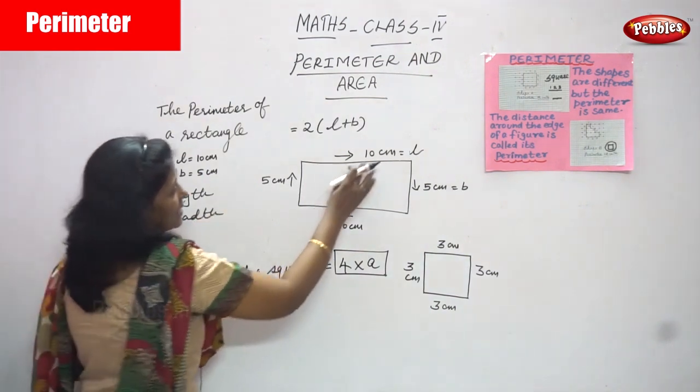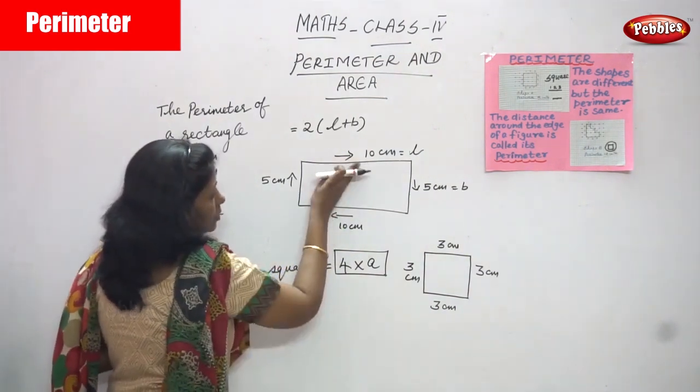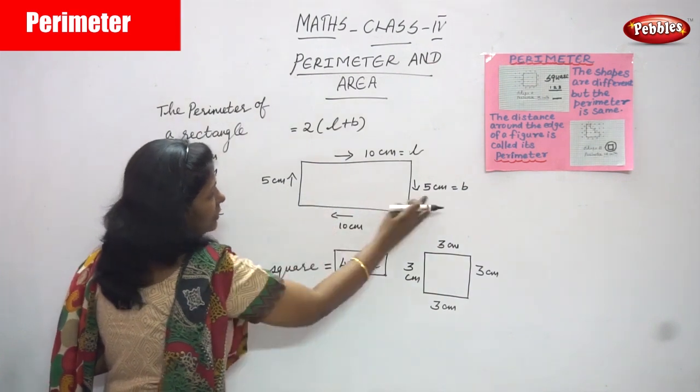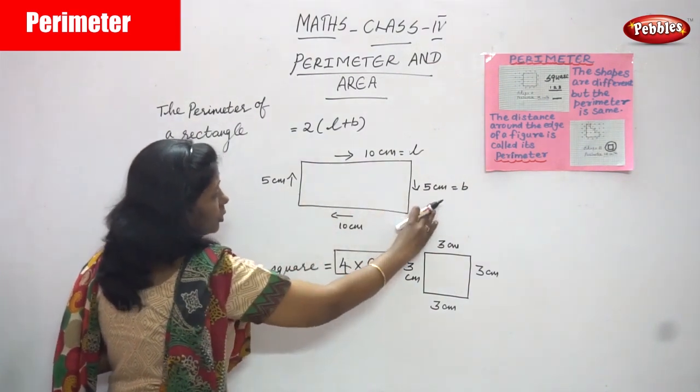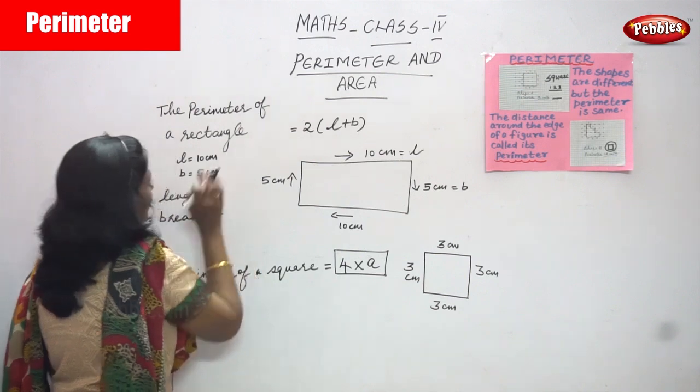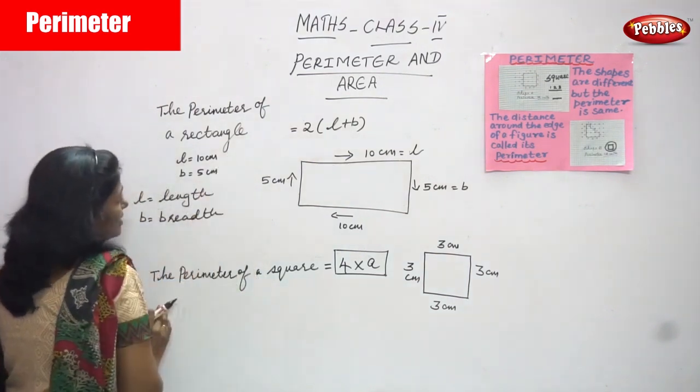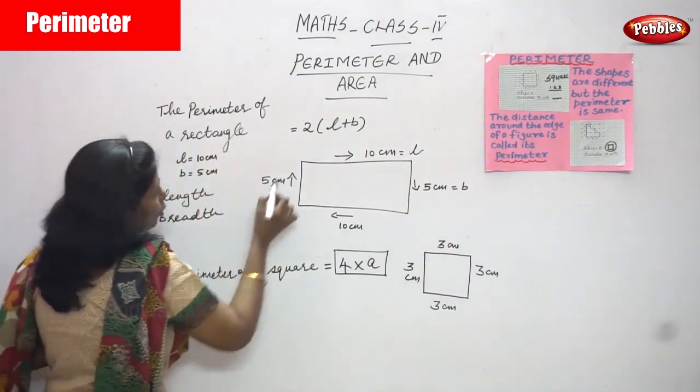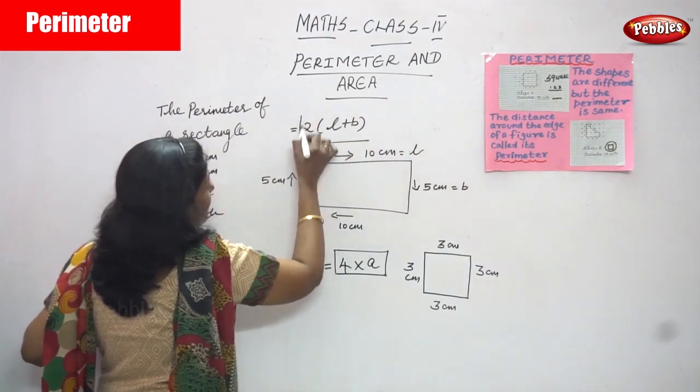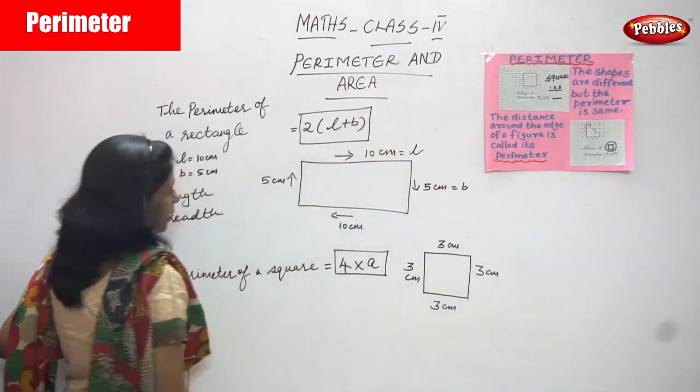That means L is equal to 10 centimeter. Again, opposite sides are equal. So breadth is equal to what? 5 centimeter. L is equal to 10 centimeter. Breadth is equal to 5 centimeter. The perimeter of a rectangle formula, please don't forget it. Kindly memorize this formula, 2 into (L plus B).